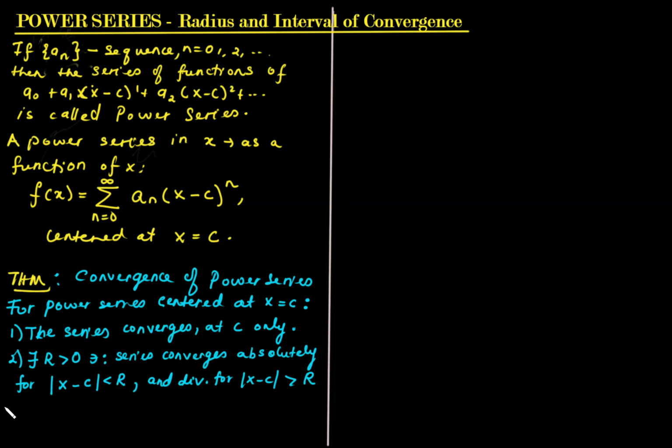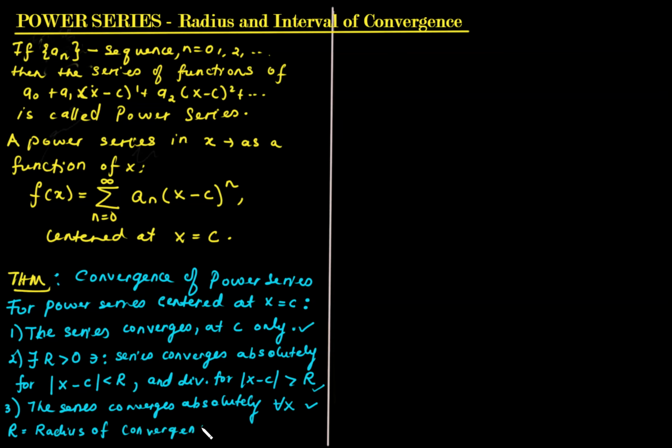Okay, and number three, if these two don't happen, the third one is going to happen. The series converges absolutely as well, but in this case it converges absolutely for all x. So three cases. One, it only converges at x equals c. Two, it converges absolutely between negative R and R around c, where R is the radius of convergence.